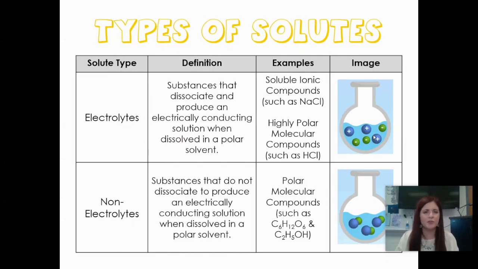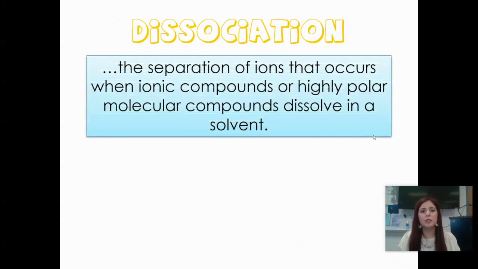So on that note, let's talk about dissociation. We just kind of talked about dissociating here. What does that mean? Dissociation is the separation of ions that occurs when ionic compounds or highly polar molecular compounds dissolve in a solvent. So with dissociation, you are producing charged particles. Remember, dissolving does not produce charged particles, whereas dissociating does. In particular, it's the separation of ions.